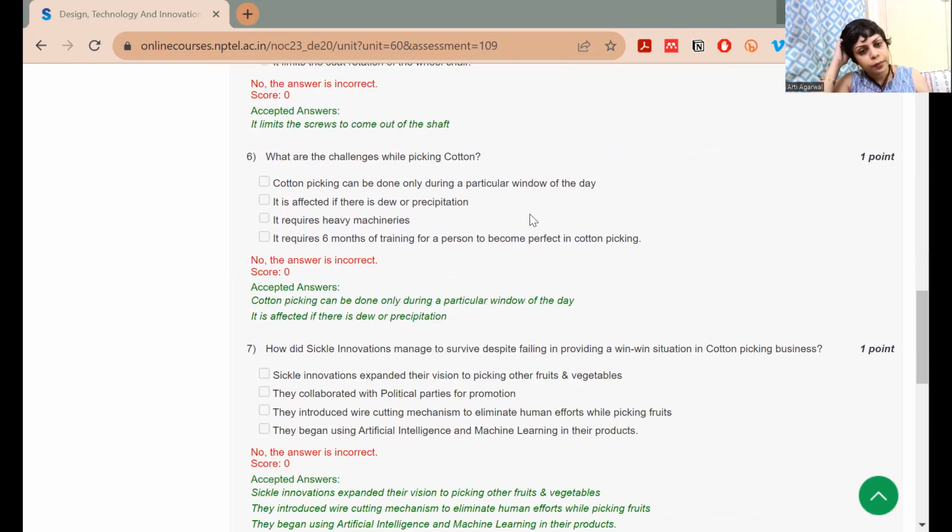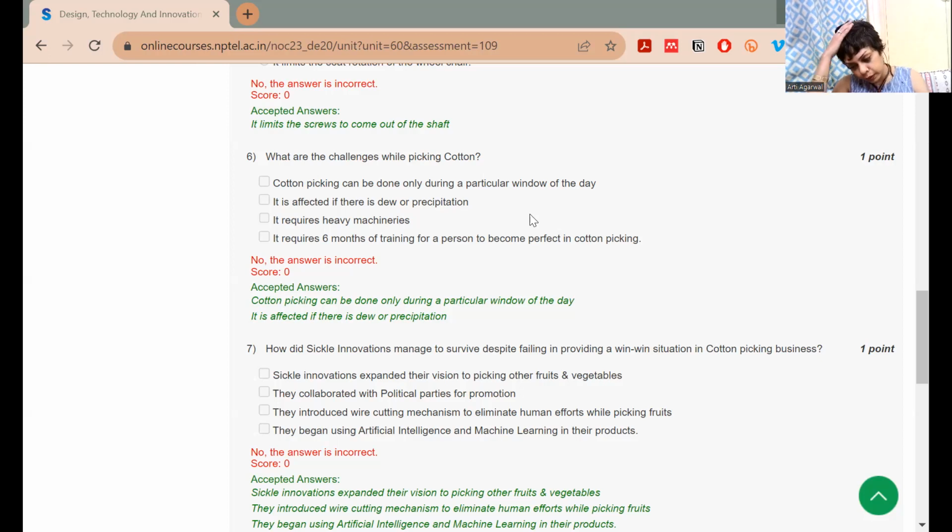Okay, question number 6. What are the challenges while picking cotton? So the first option is cotton picking can be done only during a particular window of the day. Second is it is affected if there is dew or precipitation. Third is it requires heavy machineries. Fourth is it requires 6 months of training for a person to become perfect in cotton picking.